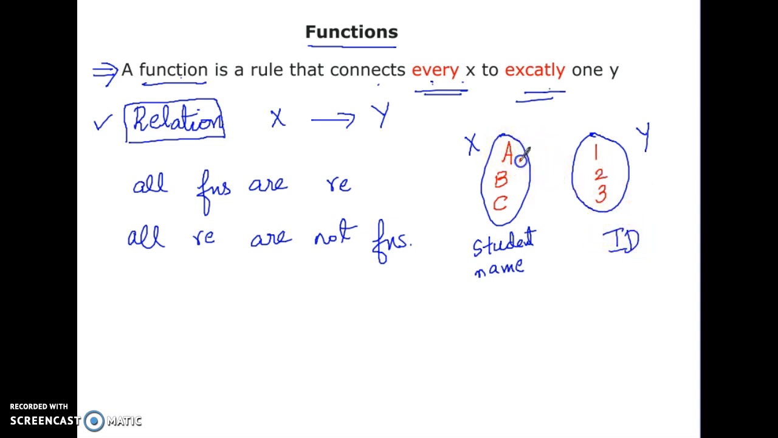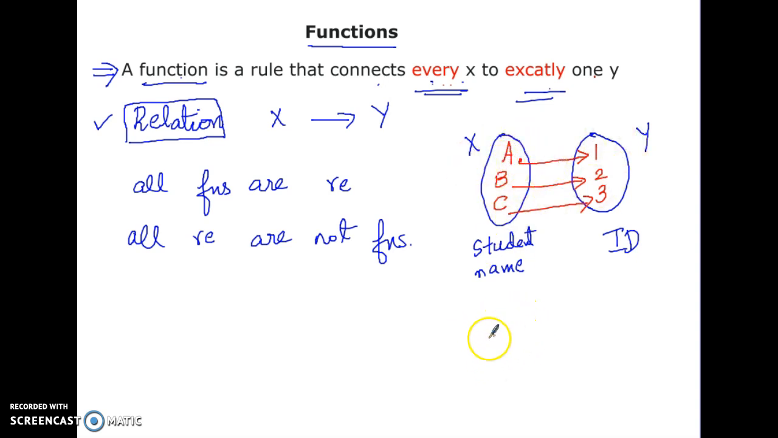So this is an example of a function. Every x has exactly one y. I don't have a student who has two IDs. Everybody has exactly one y. So this is a function. This is what I mean by functions.